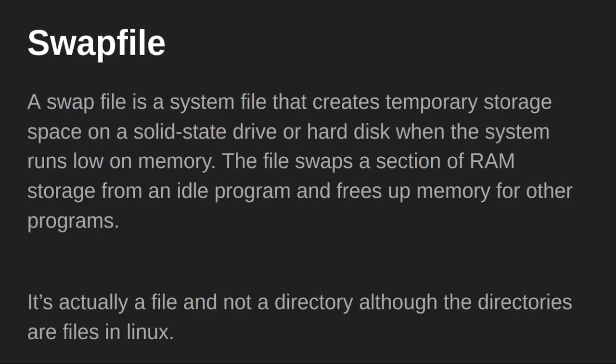Swap file. So swap file is not actually a directory but a special type of file. A swap file is a system file that creates temporary storage space on a solid state drive or hard disk drive when the system runs low on memory. So if your RAM is getting filled or is filled, the data which is not required can be stored in the swap file. That data that needs to be accessed more frequently can be stored on the RAM.